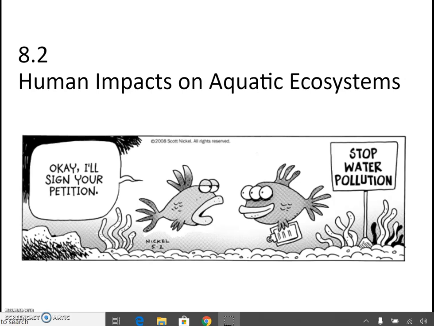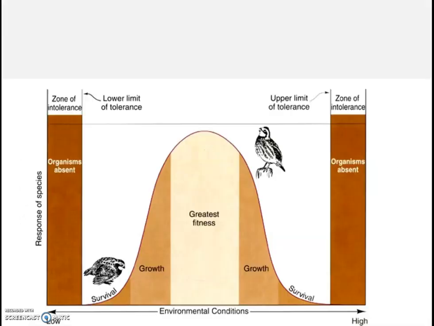Section 8.2 is probably the biggest one in this unit. It deals with human impacts on aquatic ecosystems, but it's not overwhelming because we've talked about 90% of this content. We just haven't talked about it all together in one place. So it all should be familiar.